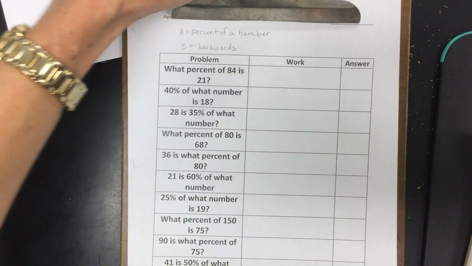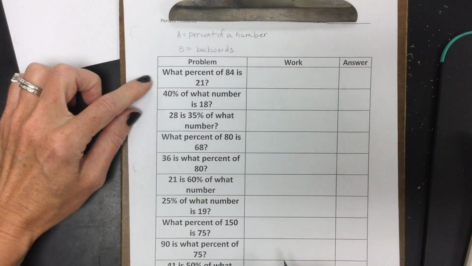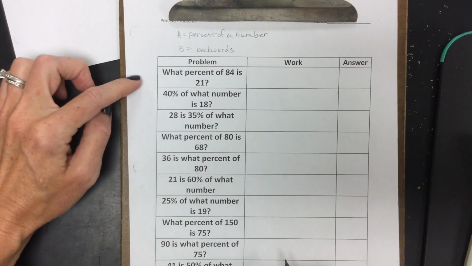Okay, so right now go through and read each one and decide what you think it is and put an A or a B right here beside it.